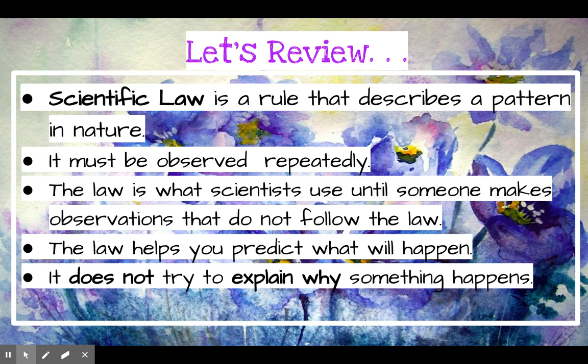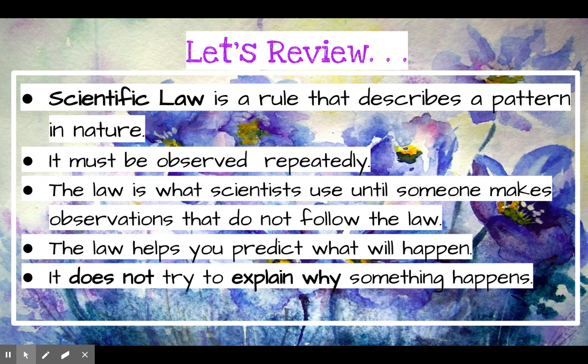Scientific law is a rule that describes a pattern in nature. So it must be observed repeatedly, so observed many, many times. The law is what scientists use until someone makes observations that do not follow the law. And the law helps you predict what will happen. It does not try to explain why something has happened.